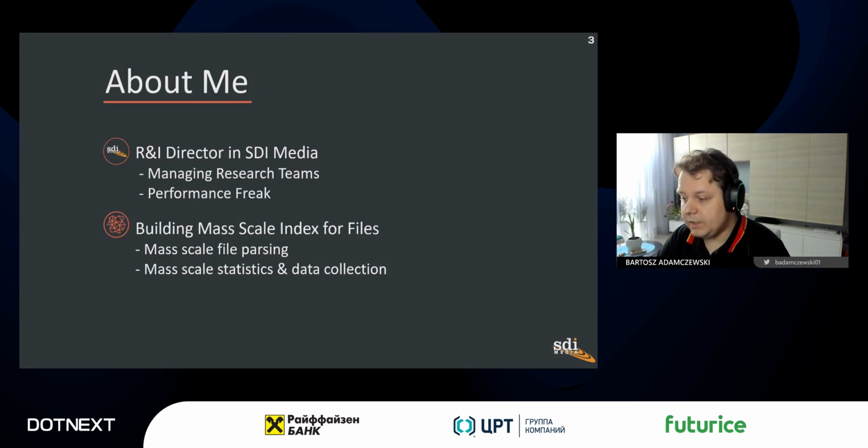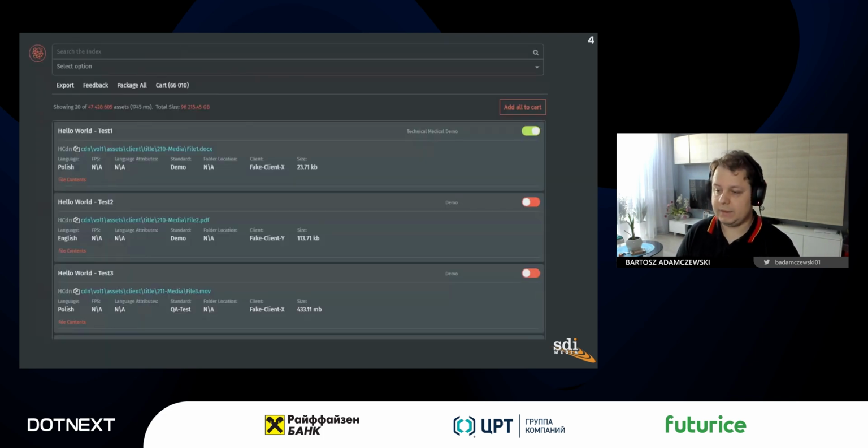So let's move on. I'm an R&I director, which stands for Research and Innovation. I work in SDI Media. I'm managing research teams, which means computer science teams and data science teams. I'm a performance freak. I do code frequently. And what we're trying to build there, amongst many other applications, is a mass scale index for files, where we do a lot of parsing, statistics, data collection, and what have you, right?